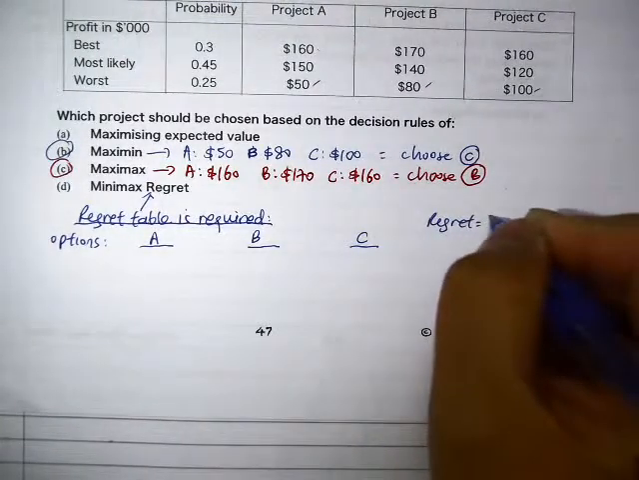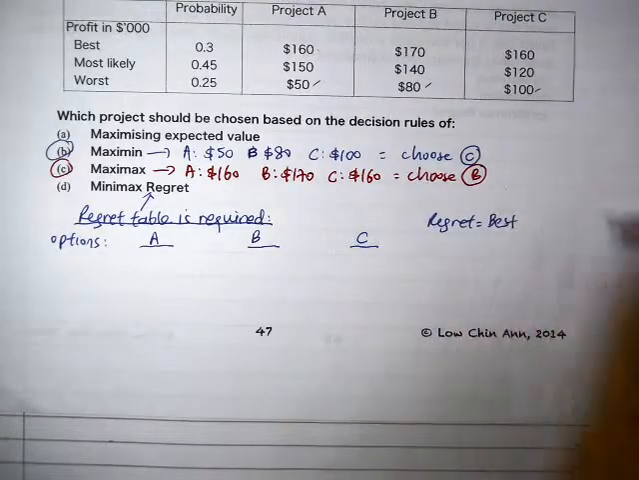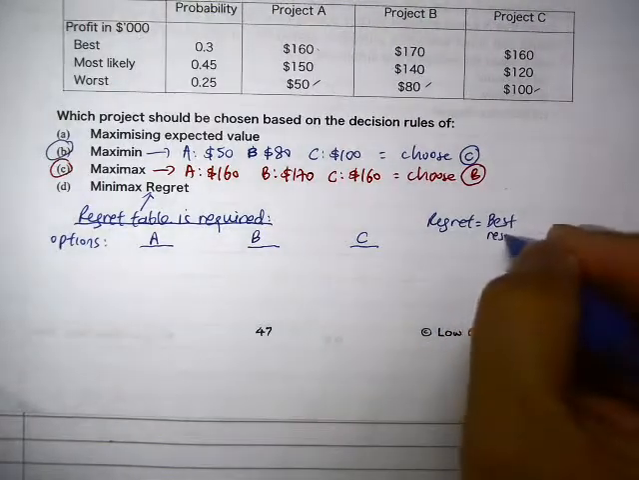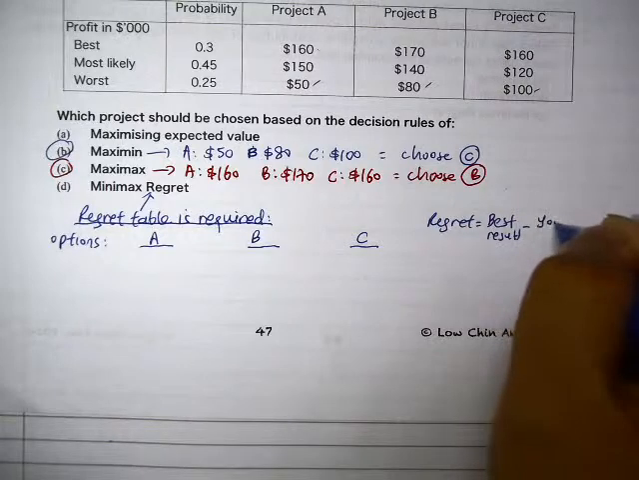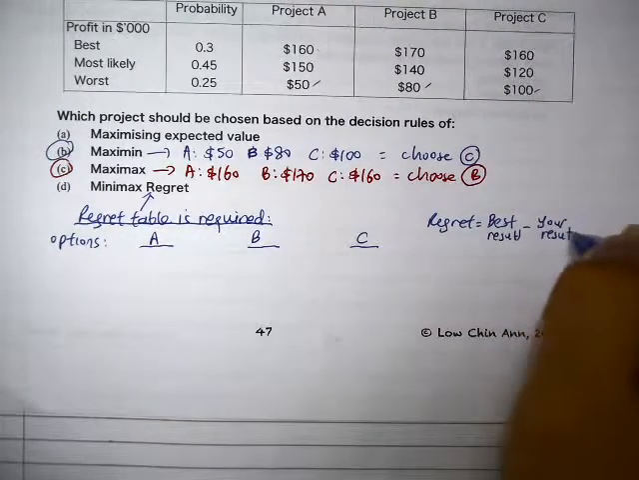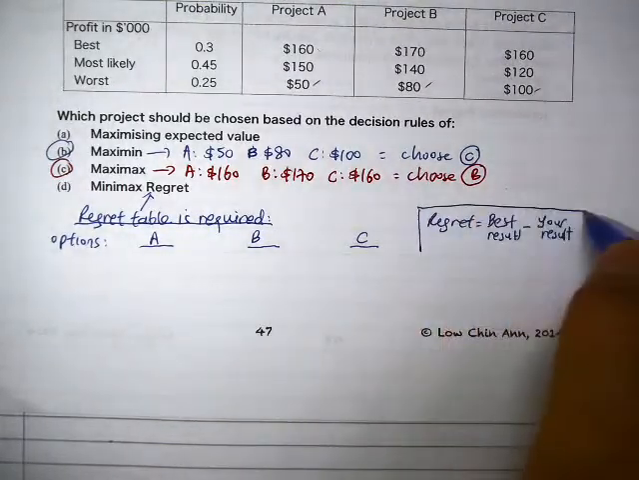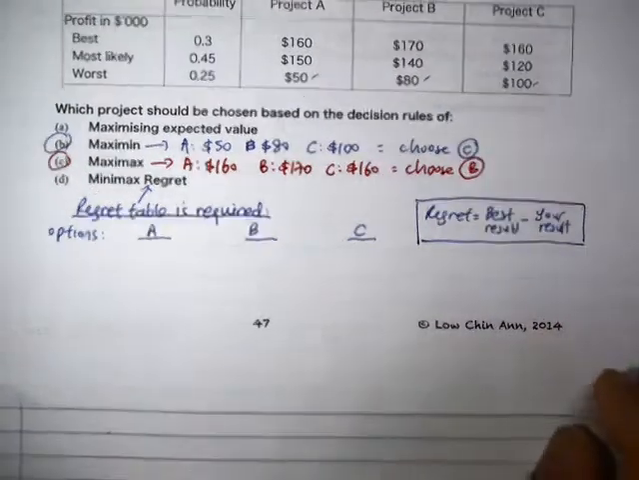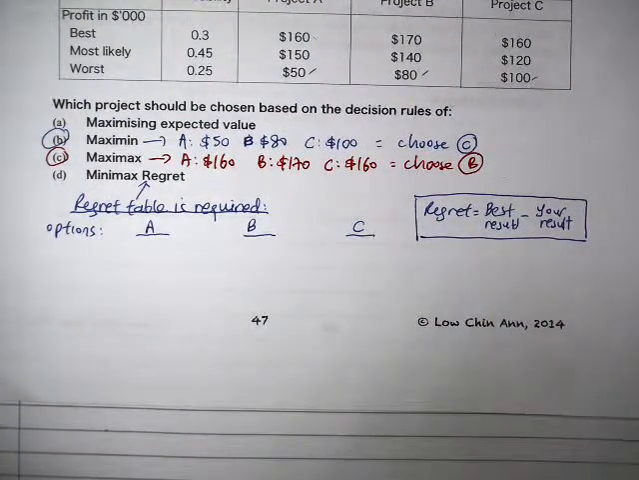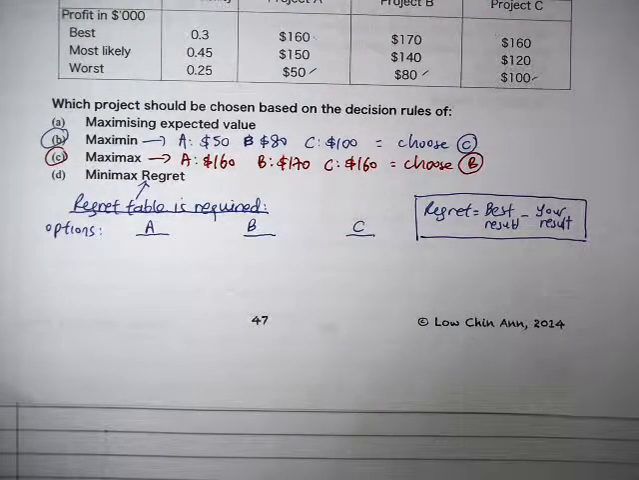Regret equals the best result minus your result. Okay, so the only problem now is you don't just have one possible outcome. We have three possibilities. So when you have three possibilities, when you calculate the regret, you have to calculate three times.